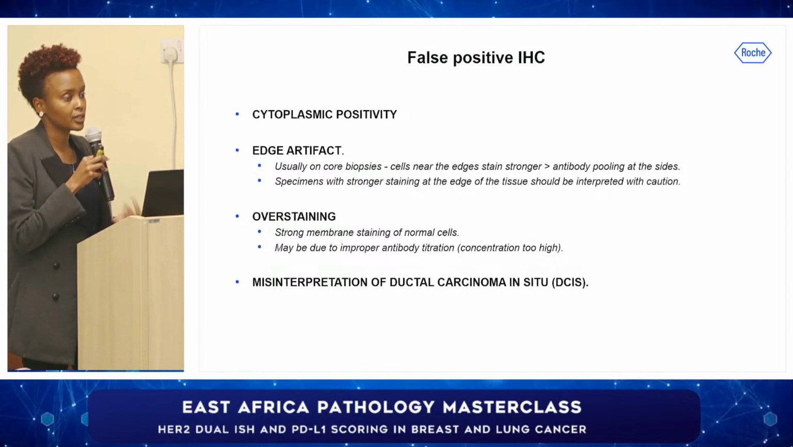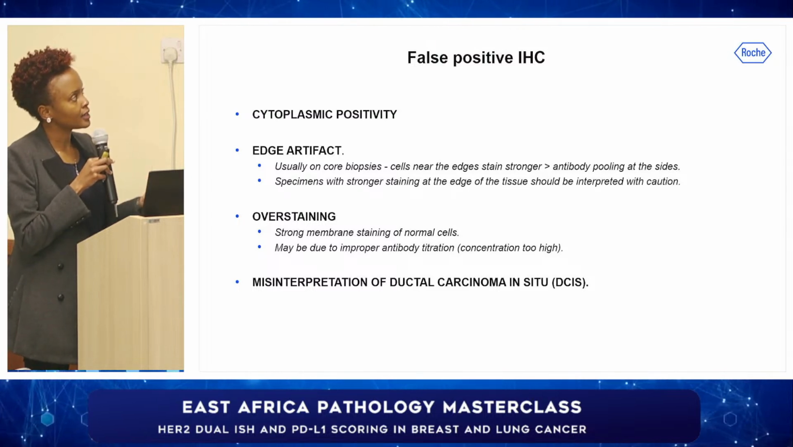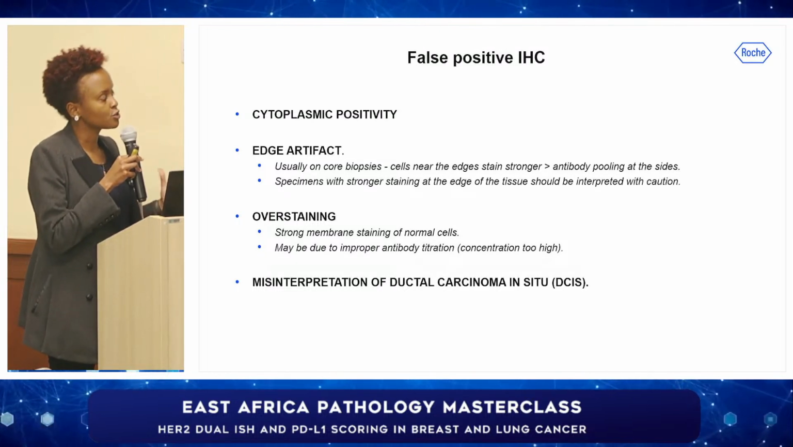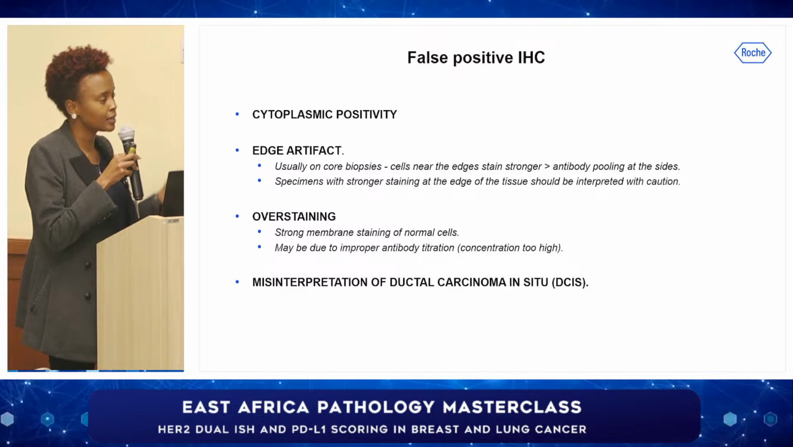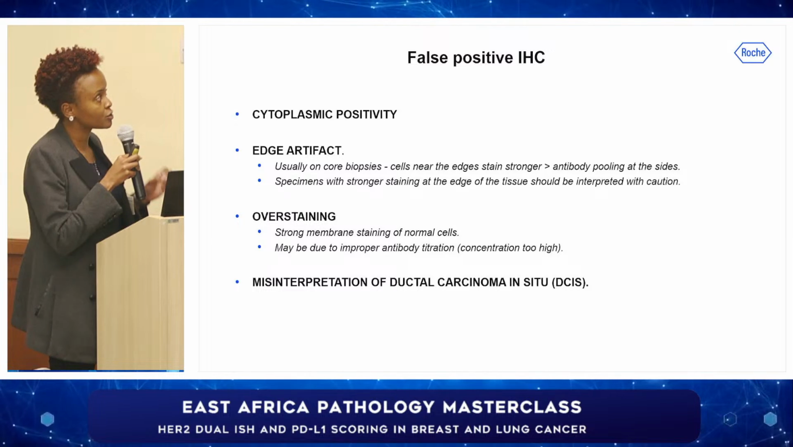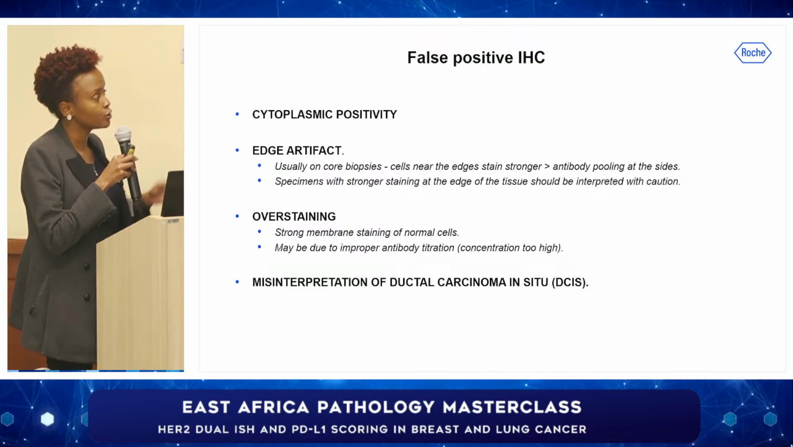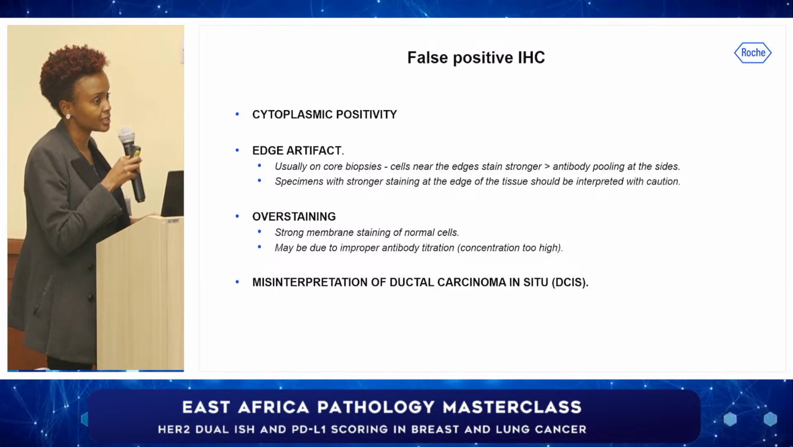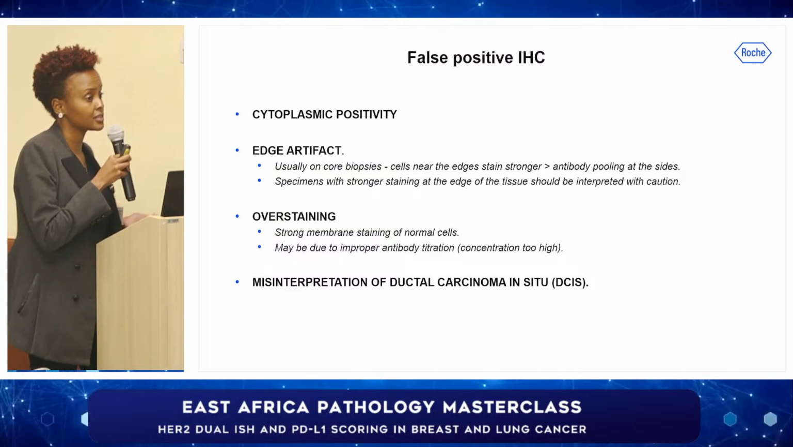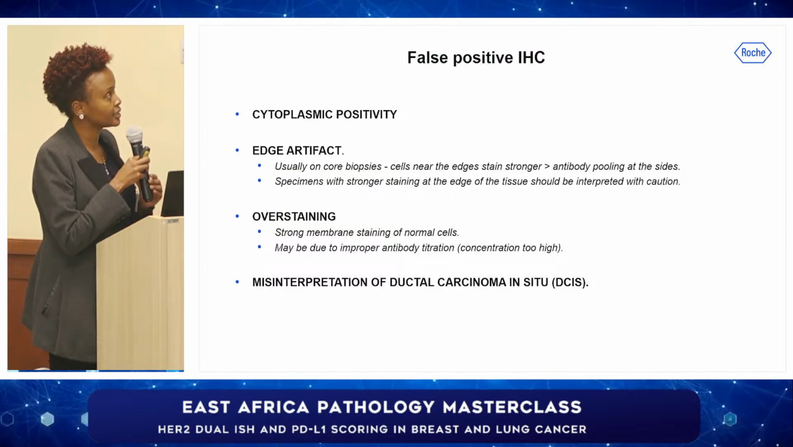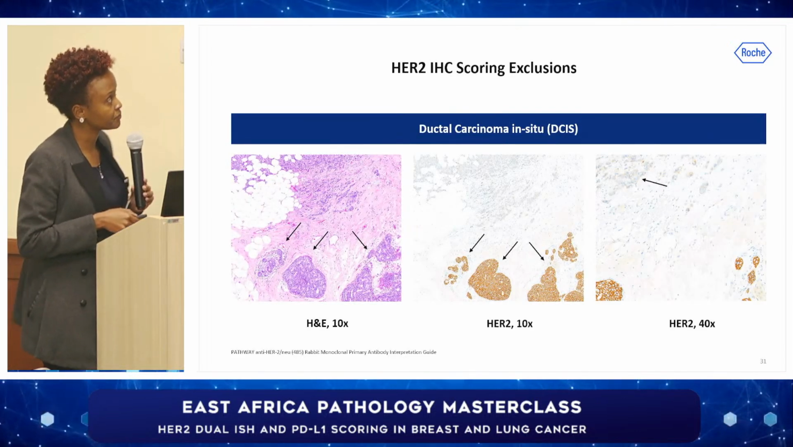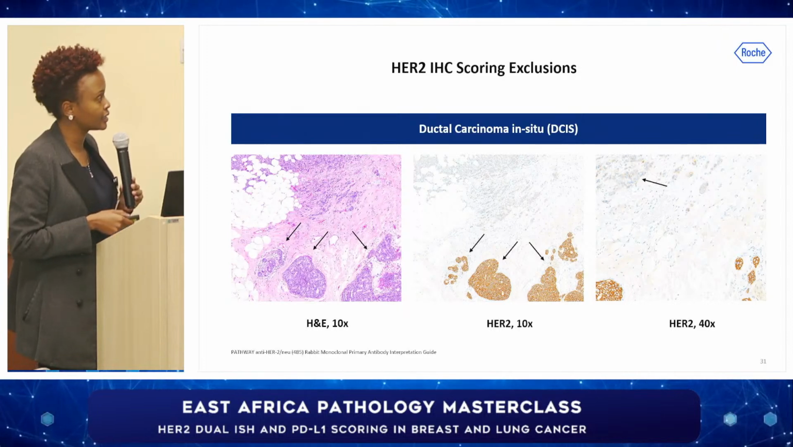Overstaining can also occur. Please note that you can have benign breast tissue staining for HER2, but it should be faint, barely perceptible, and only basolateral. If you're looking at a slide and your benign breast shows strong membranous staining, you should repeat before interpreting that slide. Okay, and then the final one is misinterpretation of DCIS as invasive carcinoma, which can lead to false positive results. And this is just an image depicting what it would look like under the microscope.